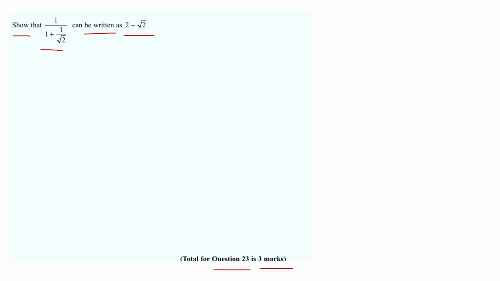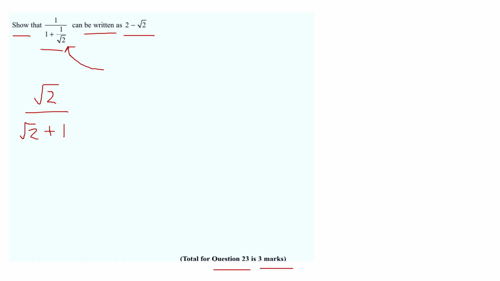So step 1, guys, to remove this fraction within a fraction, I'm going to multiply everything through by root 2 to remove this root 2 on the denominator of the second fraction, if that makes sense. So I'm going to times everything through by root 2. When I do that, we get root 2 on the top. So 1 times root 2 is root 2 over 1 times root 2 makes root 2. And then multiplying 1 over root 2 by root 2, the root 2 obviously cancel. So I'm left with just plus 1.